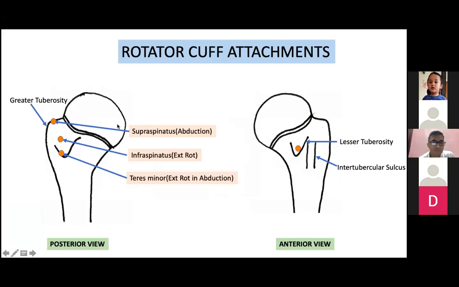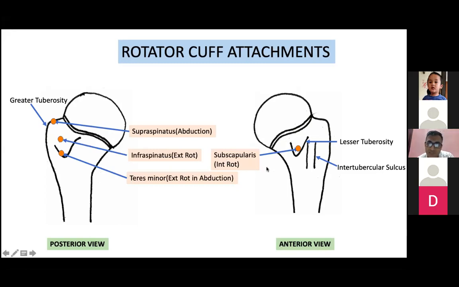This is the attachment of the rotator cuff muscles. It actually comprises the supraspinatus, infraspinatus, teres minor, and subscapularis muscles. Their respective actions have been mentioned here. Supraspinatus abducts our arm, while infraspinatus externally rotates the adducted arm, and teres minor externally rotates in abduction, while subscapularis internally rotates our arm.